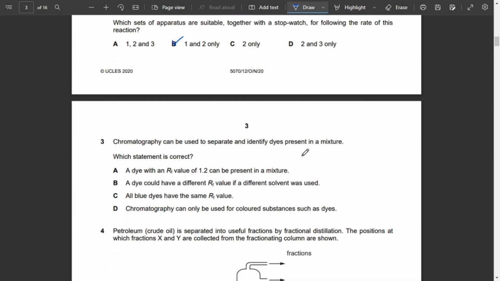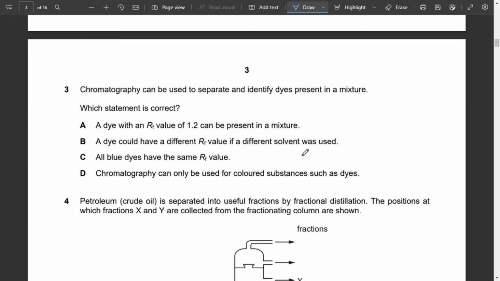So moving on to MCQ number 3. Chromatography can be used to separate and identify dyes present in a mixture. Which statement is correct?